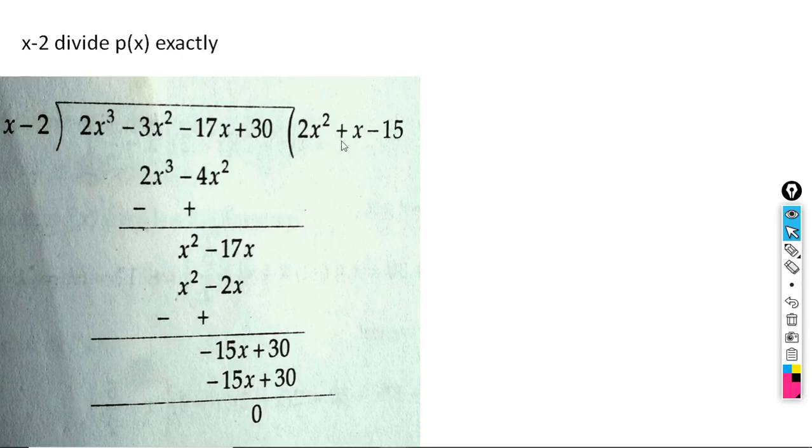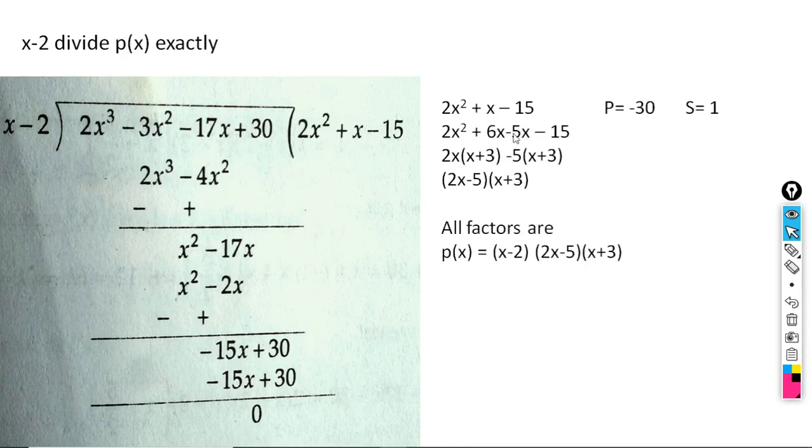By performing the division, you get 2x square plus x minus 15 as the quotient, and you factorize this. So all the factors of the polynomial are x minus 2, 2x minus 5 and x plus 3.